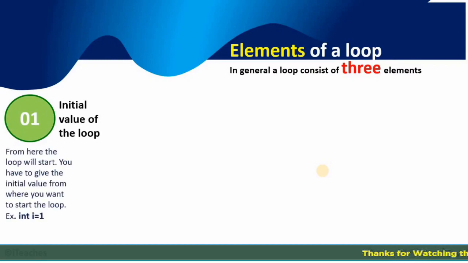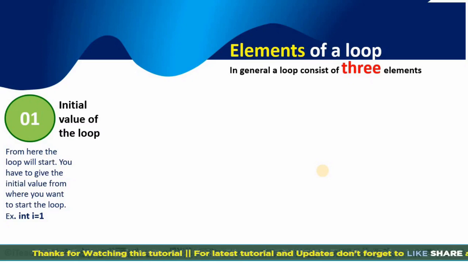Number one is the initial value of the loop. To understand this, let's take an example. We stick to our example, that is, we have to display a particular name 100 times. The counting must start from 1, so 1, 2, 3, 4 and so on till 100. We must start from something, an initial value. So the first element of the loop is the initial value of the loop.